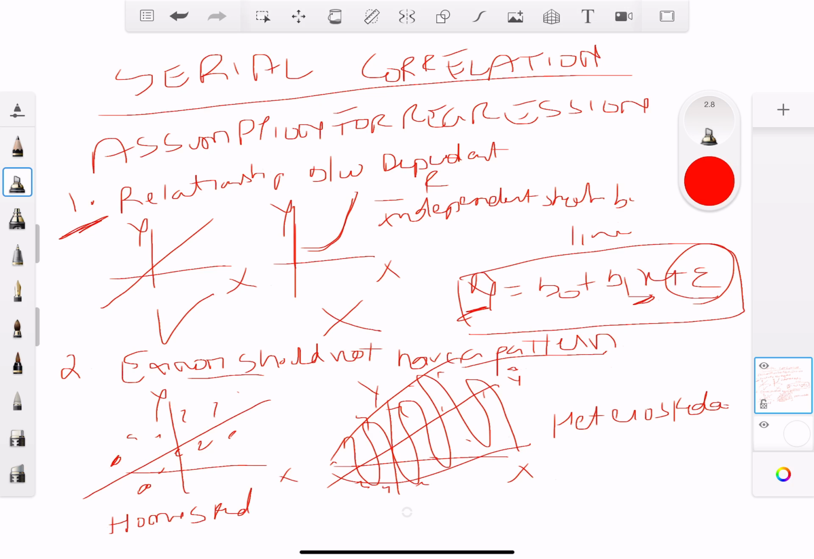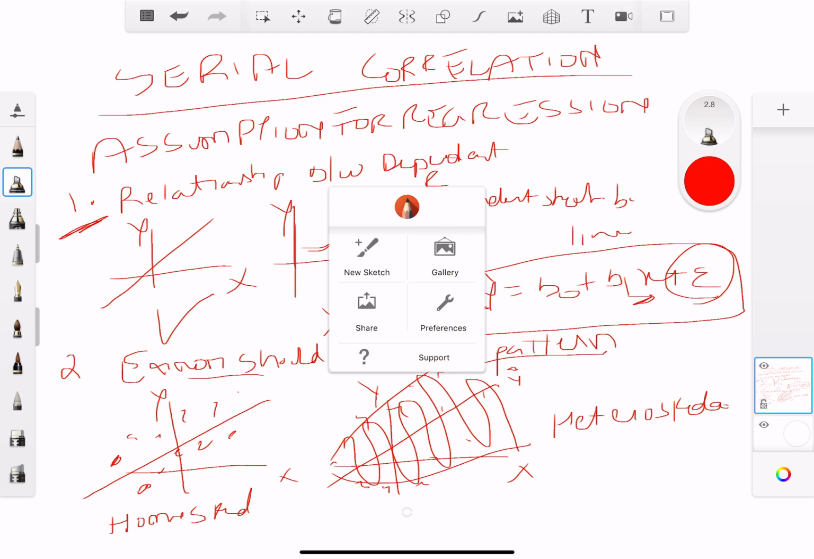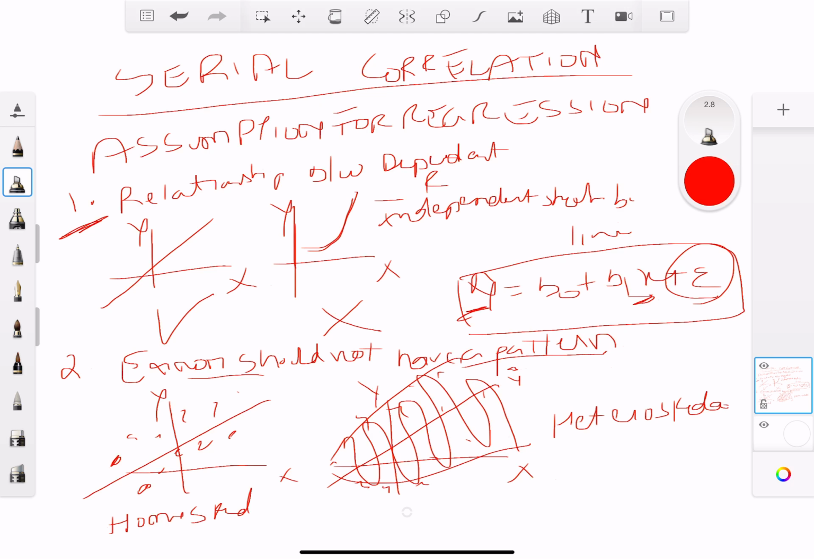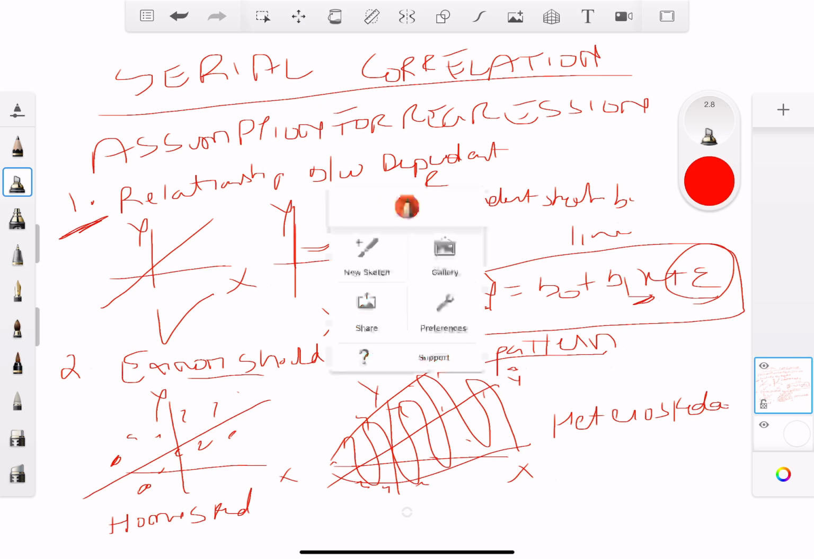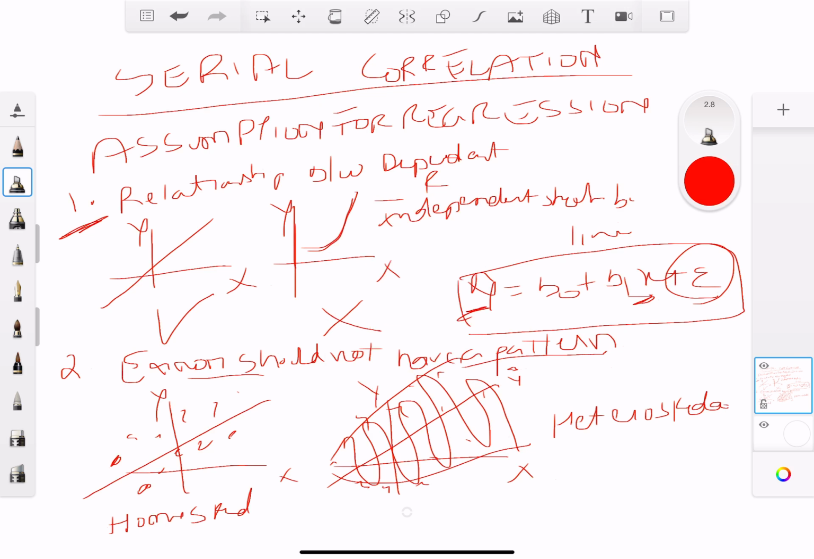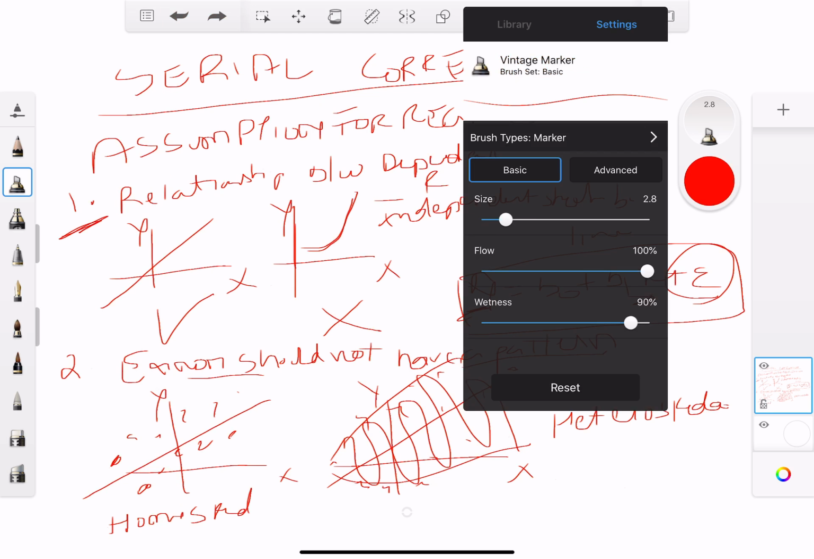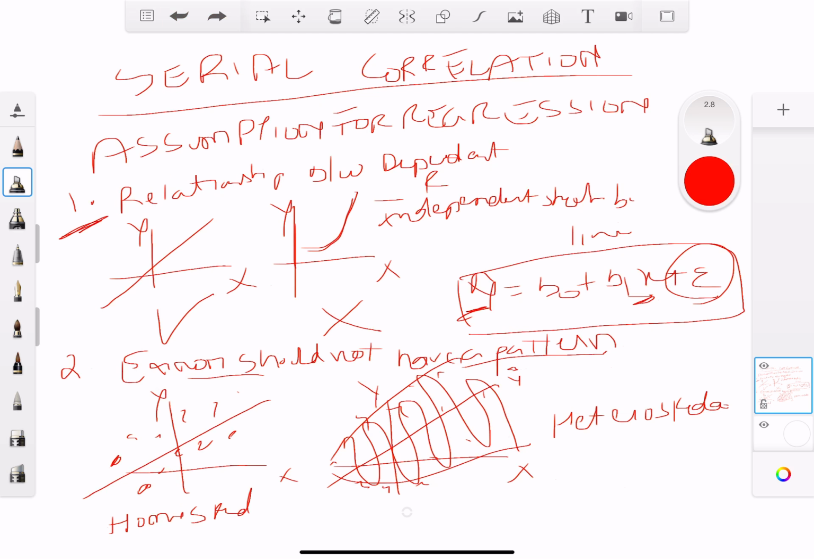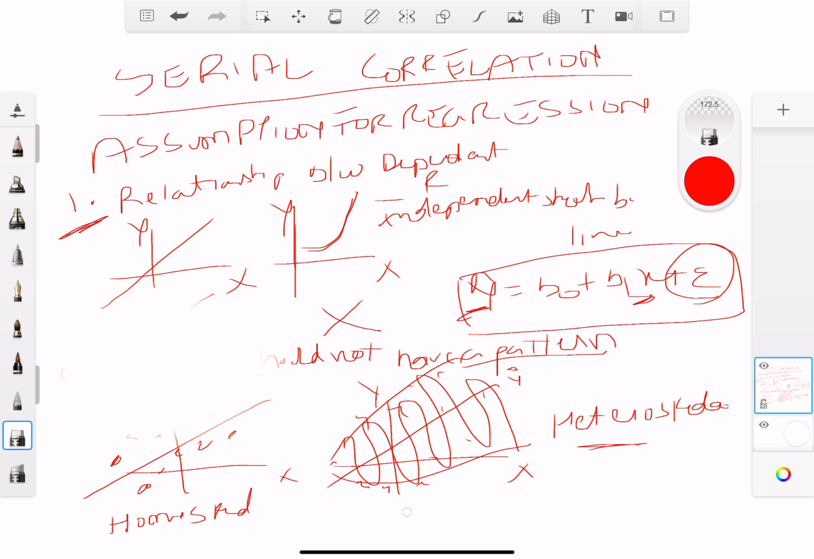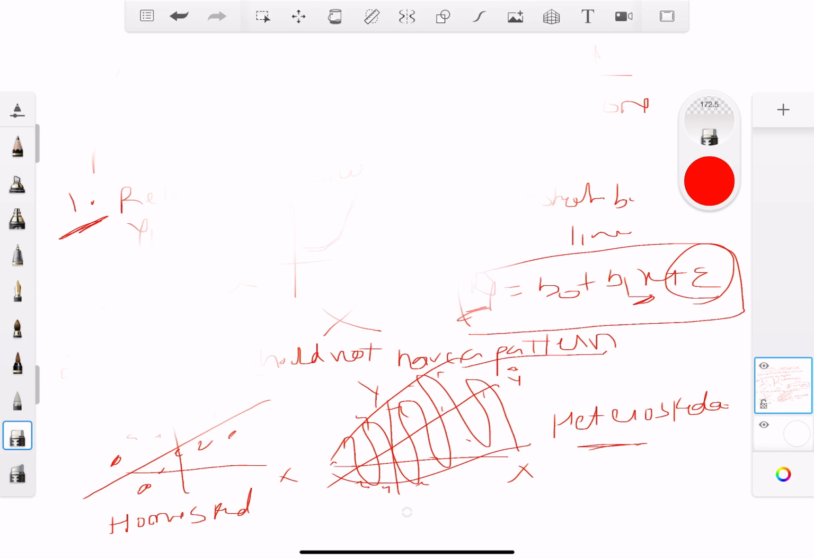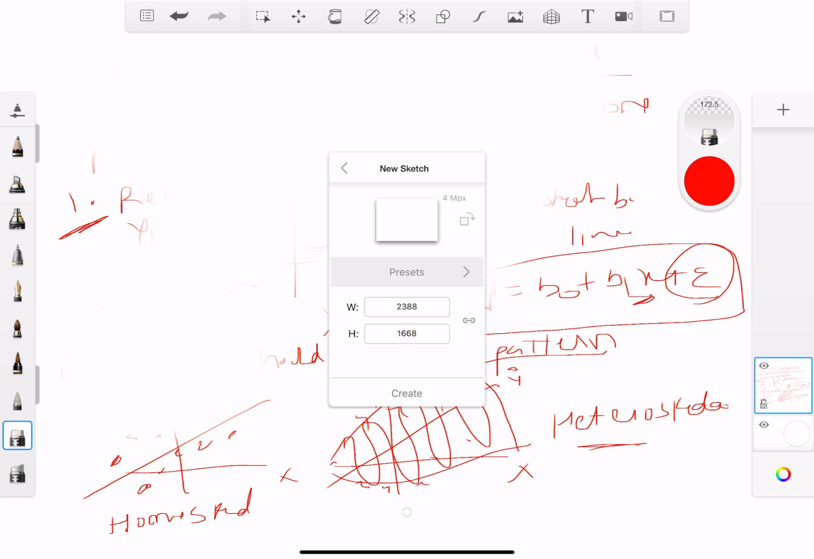The other one that we talked about, which is going to be the topic of concern for us. Just give me a second. Let me just go to a new page.